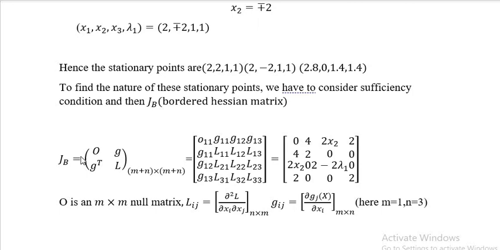So the bordered Hessian matrix becomes a 4 by 4 matrix, consisting of the first row 0, 4, 2x2, 2. The second row is 4, 2, 0, 0. The third row is 2x2, 0, 2 minus 2 lambda 1, 0. The last row is 2, 0, 0, 2.